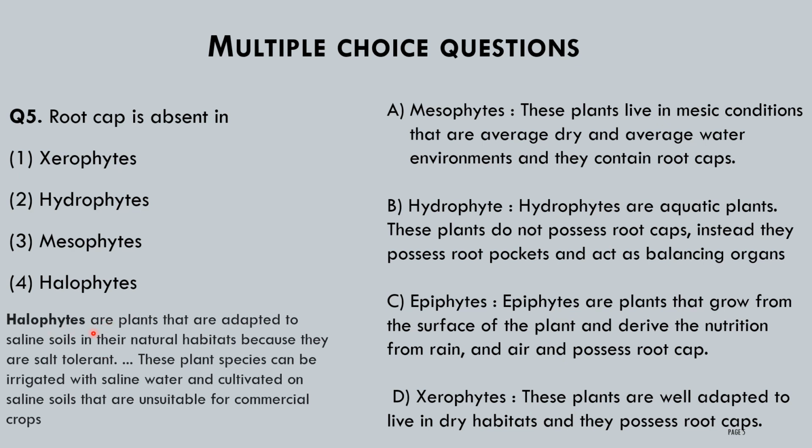The next one, halophytes, are plants that are adapted to saline soil in their natural habitats because they are salt tolerant. They can survive in saline water also. These plant species can be irrigated with saline water and cultivated on saline soils that are unsuitable for commercial crops. Therefore, the correct answer for this question is hydrophytes. They do not contain root caps.